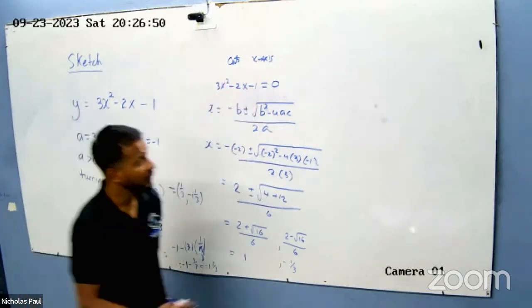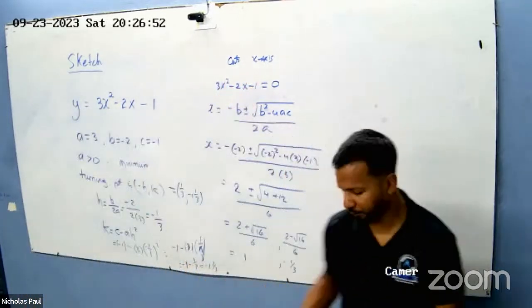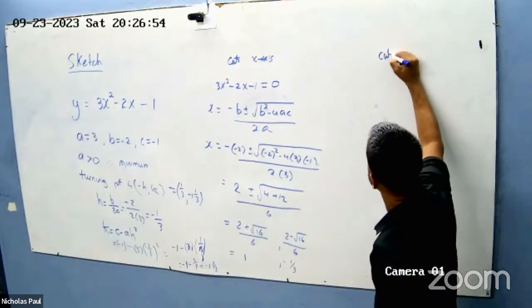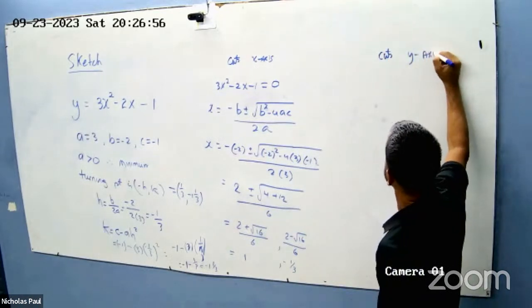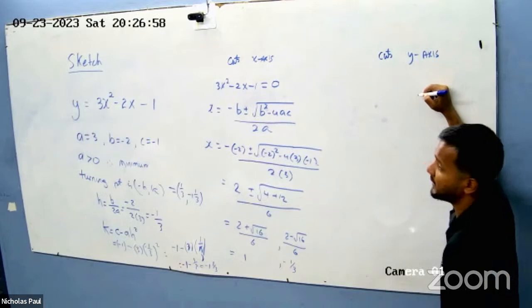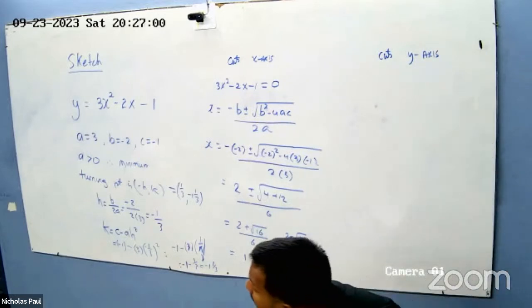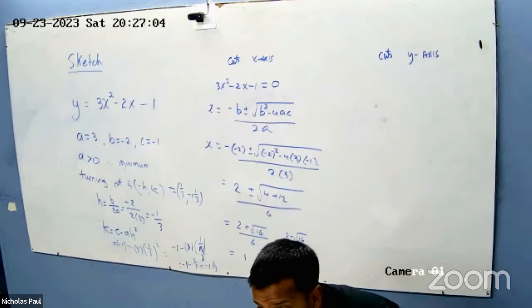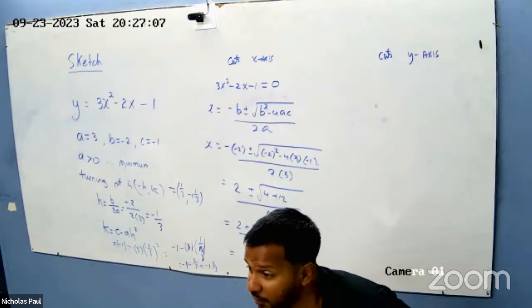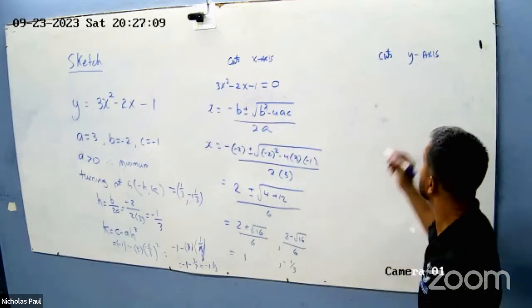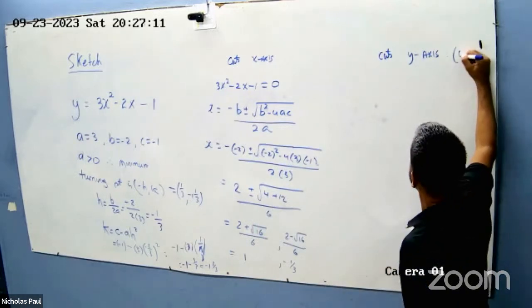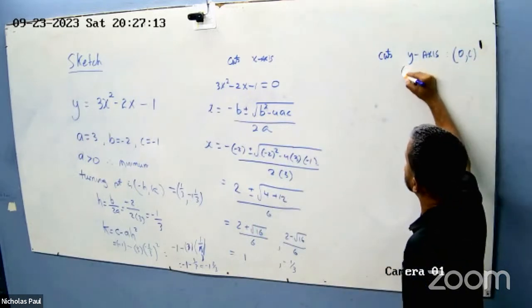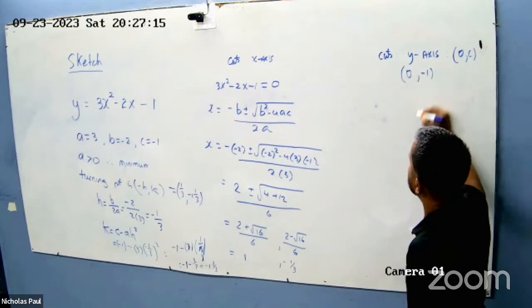Okay? And last part, where it cuts the y-axis. And it cuts the y-axis all the time at what? At 0. 0 what? C, right? 0, C. So it cuts the y-axis at 0, C. So in this case, 0, minus 1.